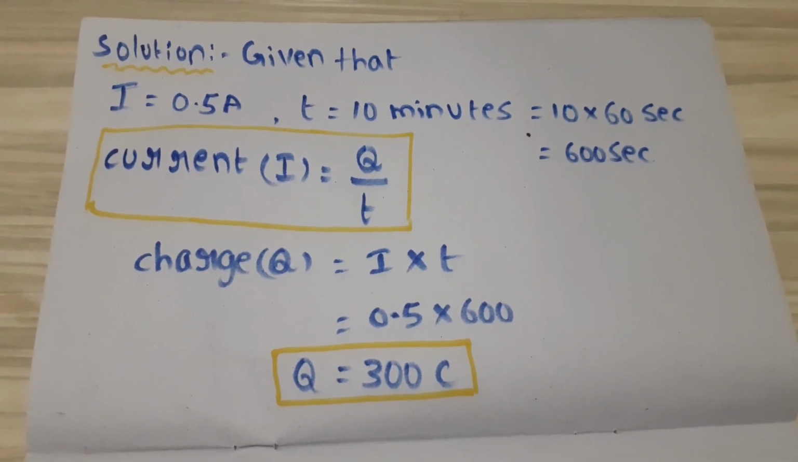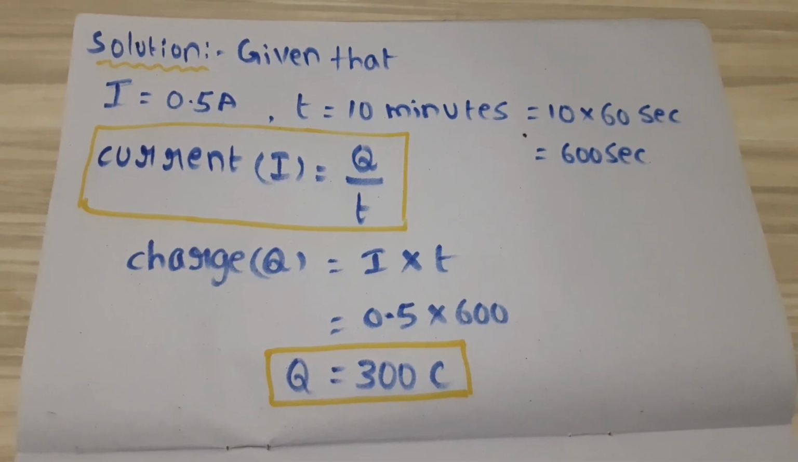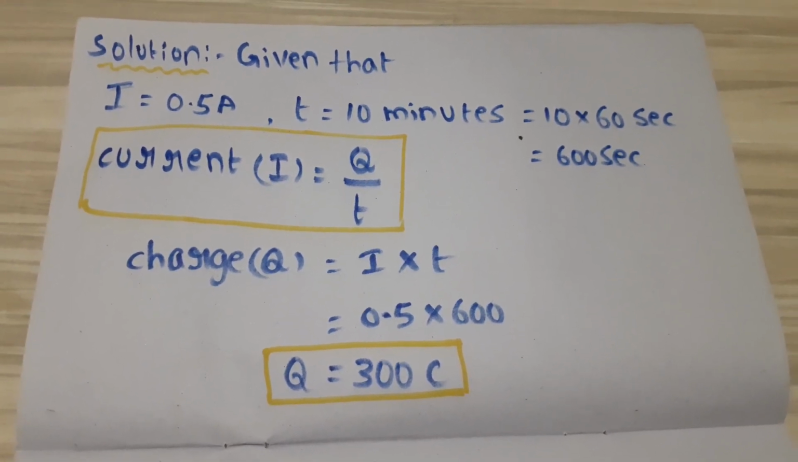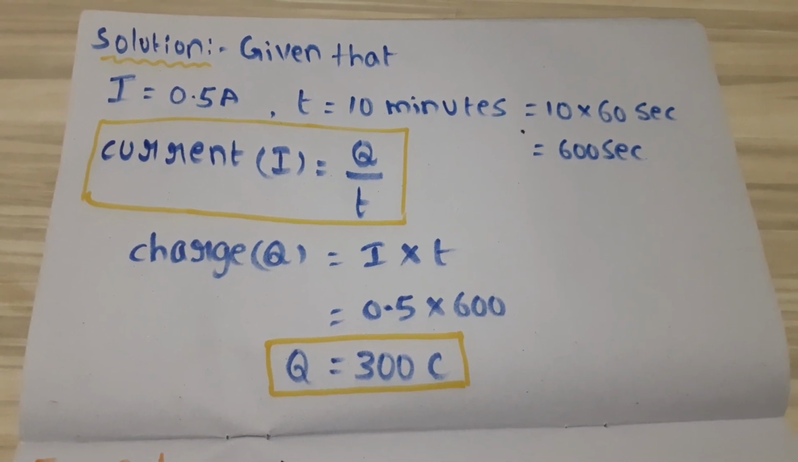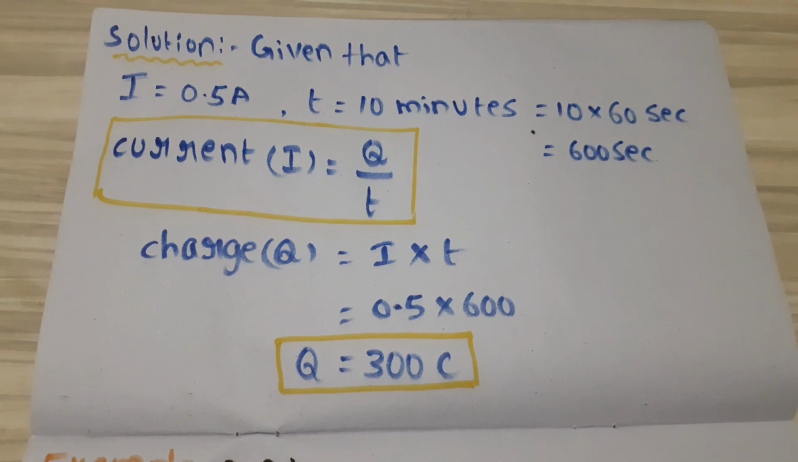I equal to Q by T, so Q equal to I into T. We have to find the charge Q. So 0.5 into 600, total Q equal to 300 coulomb charge.